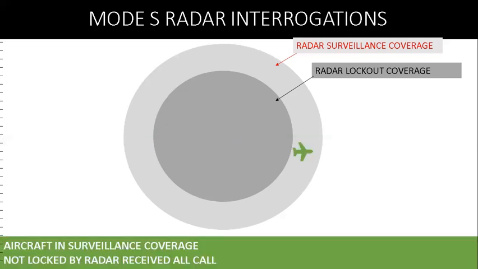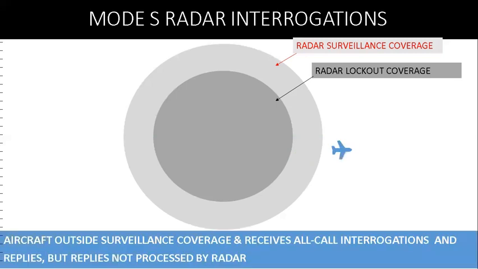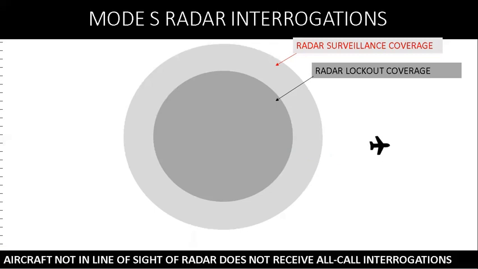Aircraft is in surveillance coverage, but outside the lockout coverage area. Now it is not locked out by radar and the aircraft will receive all-call. Aircraft outside surveillance coverage receives all-call interrogations and replies, but replies are not processed by radar as it is outside the radar surveillance coverage area. Aircraft not in line of sight of radar does not receive all-call interrogations.